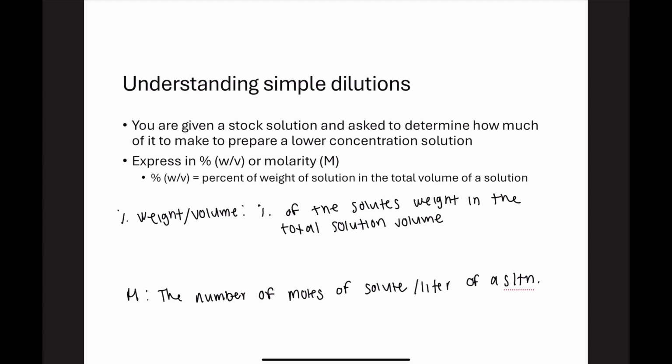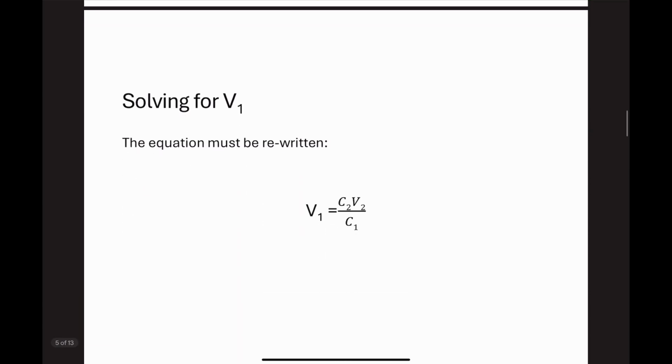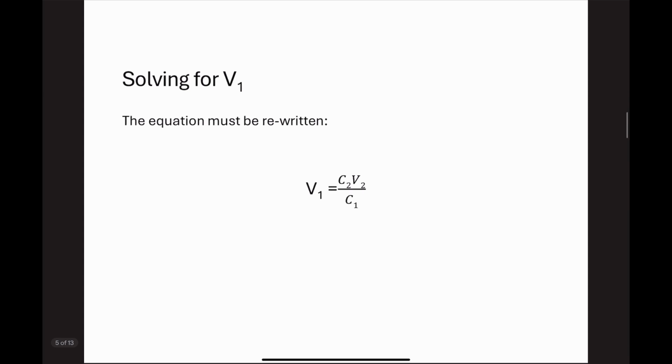So for example, we might be asked to prepare a solution for an experiment from a concentrated stock, which is when we're going to have to solve for V1. And the way that we solve for V1 is by rearranging our dilution equation. So we have C1 times V1 is equal to C2 times V2. And when we divide by C1, we're going to end up with the formula V1 is equal to C2 times V2 over C1.